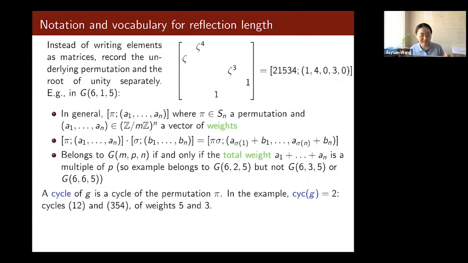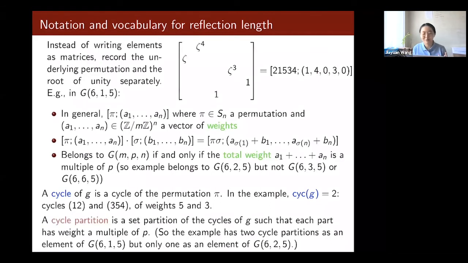And we can talk about cycle of the element. A cycle of the element is just a cycle of the permutation. So in this example, we have 2 cycles, (1 2) and (3 5 4) in the cycle notation. And the weight of the first cycle, we just add the weight of the entries together. So that gives us 5. And the weight of the second cycle, add all the weights together. So that's 3. With the cycle weight, we can talk about cycle partition.